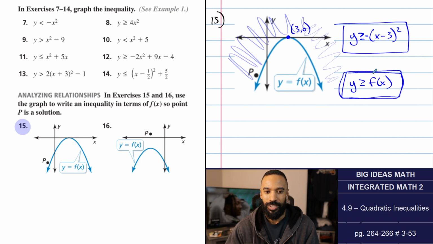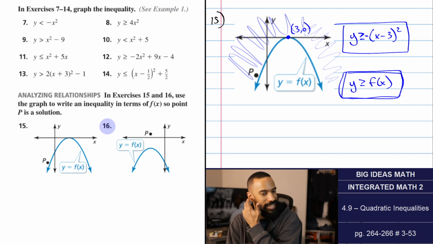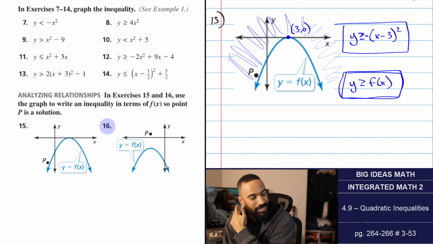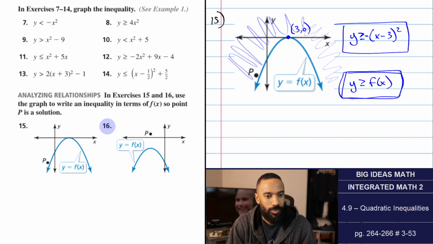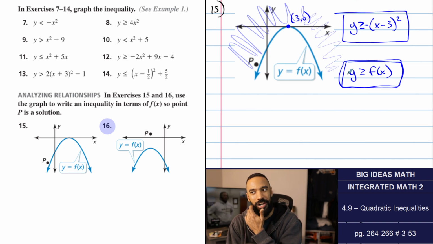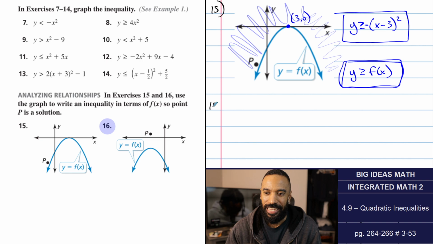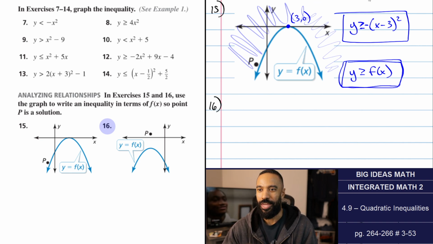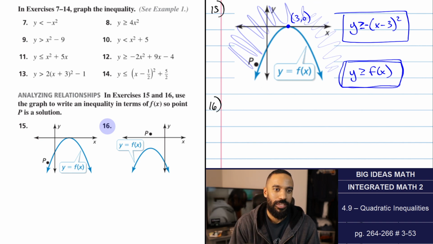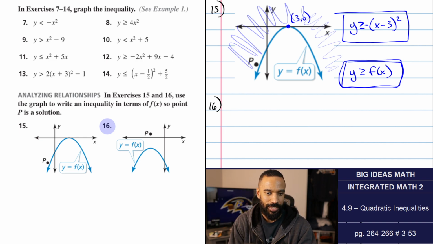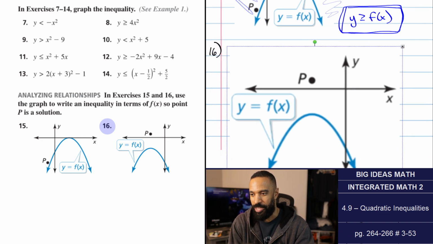But if I do, number 16 is the same answer. Number 16 says, use the graph to write an inequality in terms of f of x, so point P is a solution. I don't know if I was supposed to do the greater thans or not. Yikes, I have no idea. Okay, well, I'll do both anyway. Otherwise number 16 is the same answer as 15. It's a solid line, and we'd be shading above since P is outside of it.